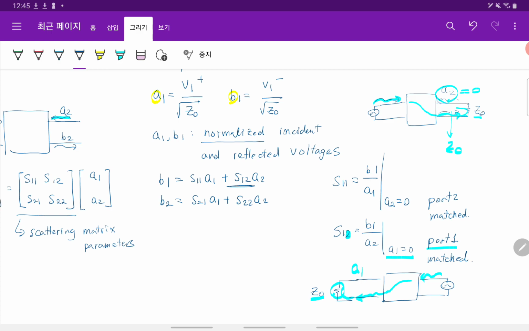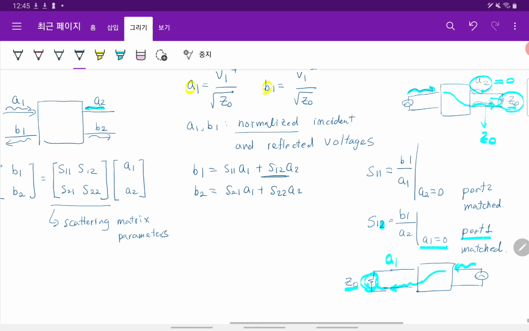So the only thing we need to do is use this matched load, Z0 ohm resistance, to calculate S11, S12.